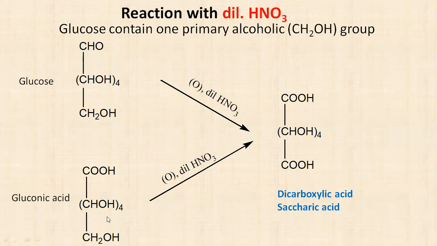And this gluconic acid further undergoes oxidation, and it forms saccharic acid, which is a dicarboxylic acid. So, this reaction confirms that glucose contains one primary alcoholic group.